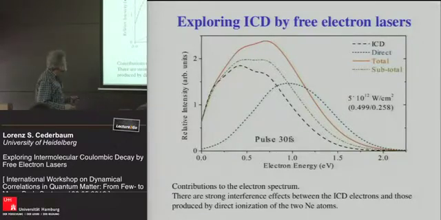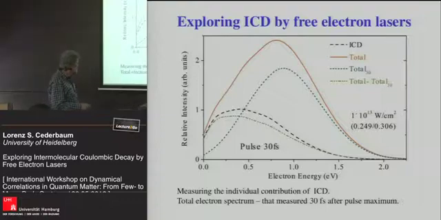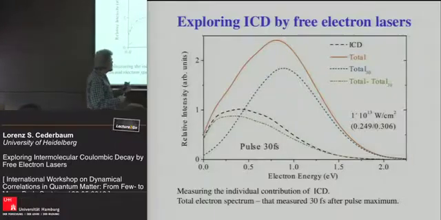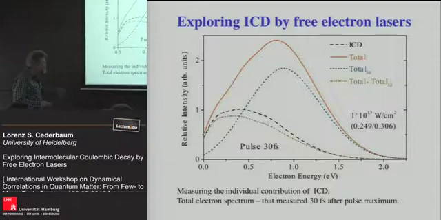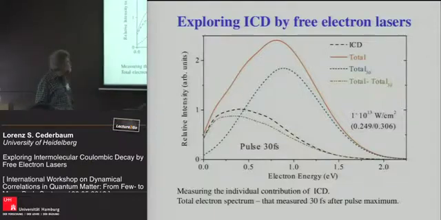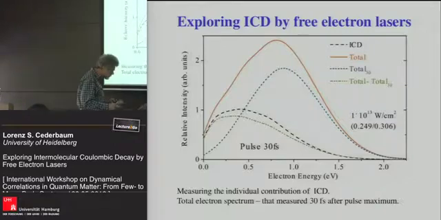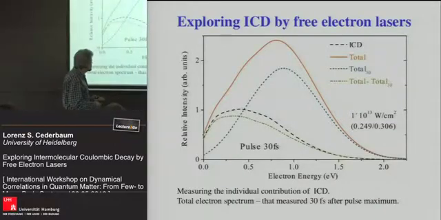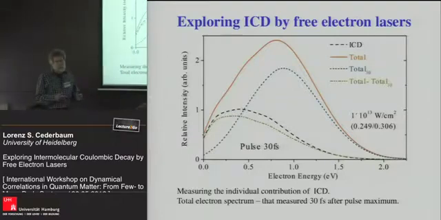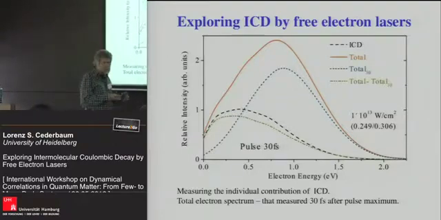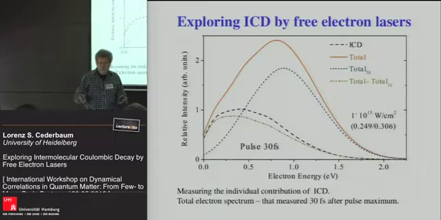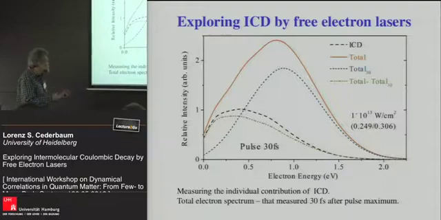And now I address a last point concerning these results, which is how to measure the ICD alone. I mean, this is a calculation. We can, of course, calculate ICD alone, but we would like to know how to measure it. Now, ICD in the neon dimer would take about 80 femtoseconds. So if the pulse is shorter, like 30 femtoseconds, then, of course, most of the ICD happens after the pulse is over. Okay? So the direct ionization of the two neons is only during the pulse.